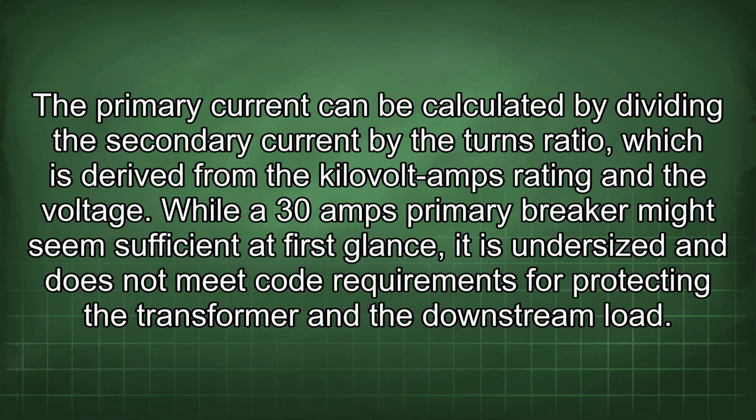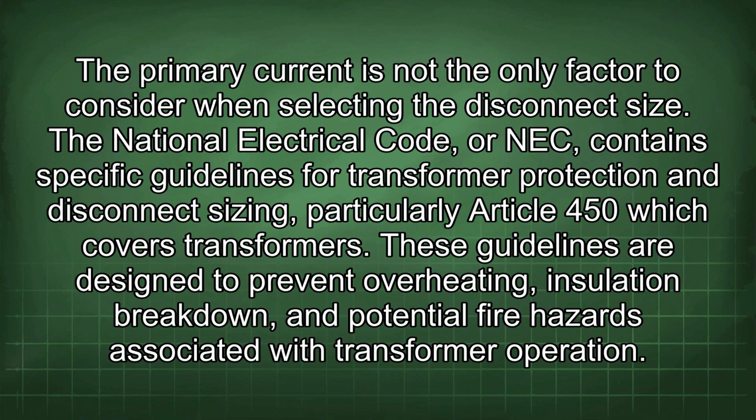While a 30 amp primary breaker might seem sufficient at first glance, it is undersized and does not meet code requirements for protecting the transformer and the downstream load. The primary current is not the only factor to consider when selecting the disconnect size.